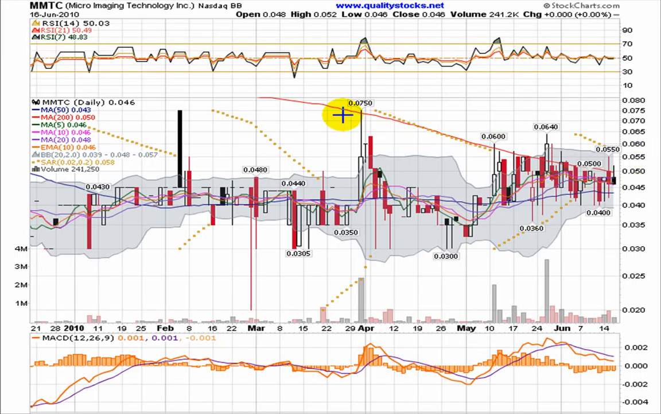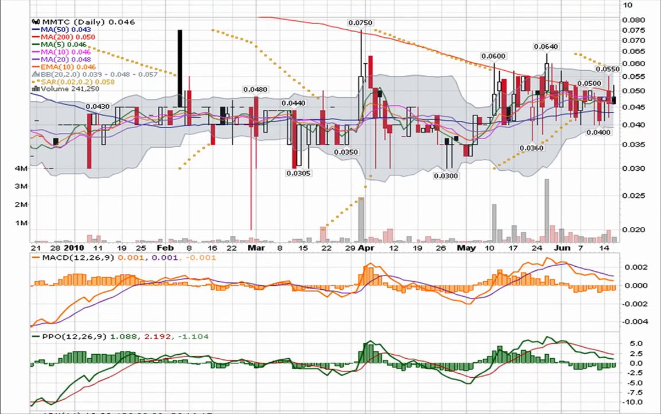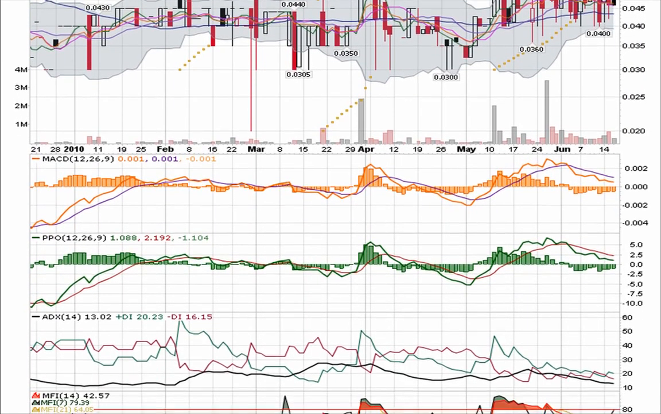Today's Thursday, June 17th, 2010, and we're going to take a look at Microimaging Technology. It's a NASDAQ bulletin board stock trading under the ticker MMTC. Quick look at the candles. It sees this in a bit of a sideways channel, also with a triangle in effect. That should tell you that the indicators will be somewhat neutral.